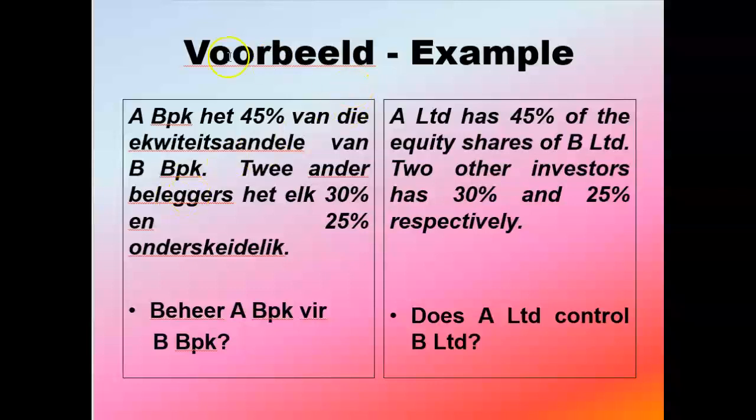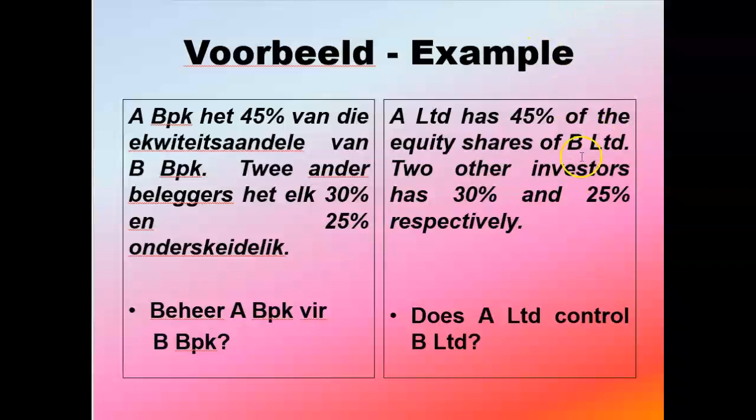A Limited has 45% of the equity shares of B Limited. Two other investors have 30% and 25% respectively. Does A Limited control B Limited? So A has 45% in B, more than what the other two investors have. Let's call them X and Y. X has 30% and Y has 25%. Yeah, well, A Limited has the most shares.